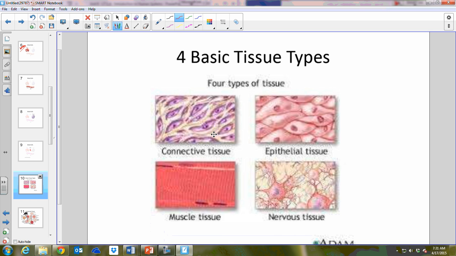So there are four basic tissue types found in humans: connective tissue, epithelial tissue, muscle tissue, and nervous tissue. And these four tissue types are found in every organ in your body. They're dependent on one another, so they're not independent, but they do have specific functions, and so we'll look at those now.